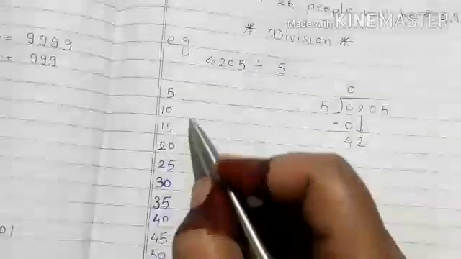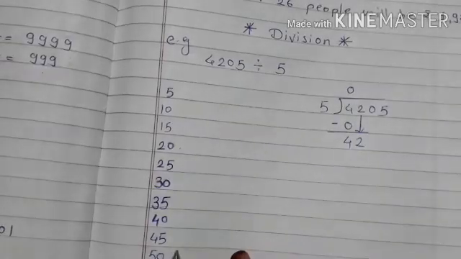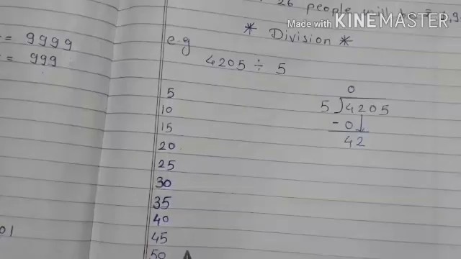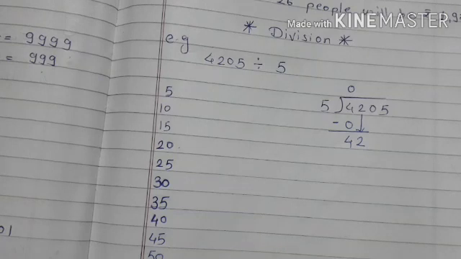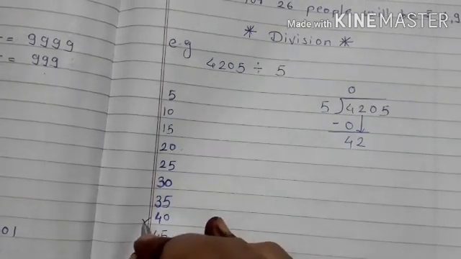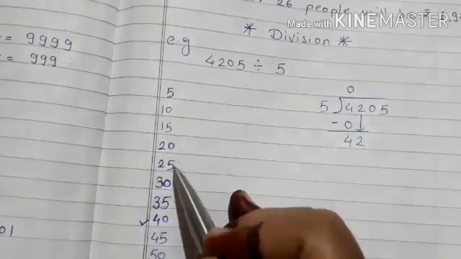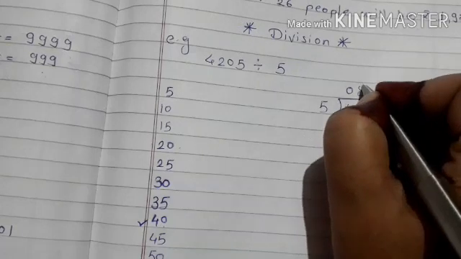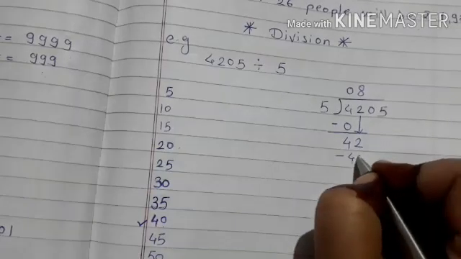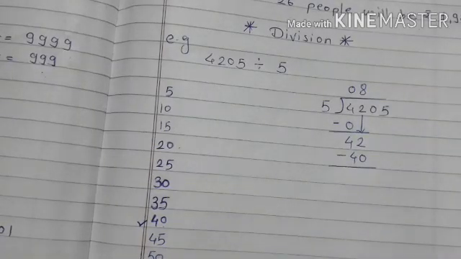Now we have to check, is 42 present in the 5 table or not? No. But less than 42, is there one? Yes, 40 is there. On which place is it? 1, 2, 3, 4, 5, 6, 7, 8. On the 8th place 40 is there. So here we have to divide by 8. 5 8s are 40. So now we have to do the minus 40.